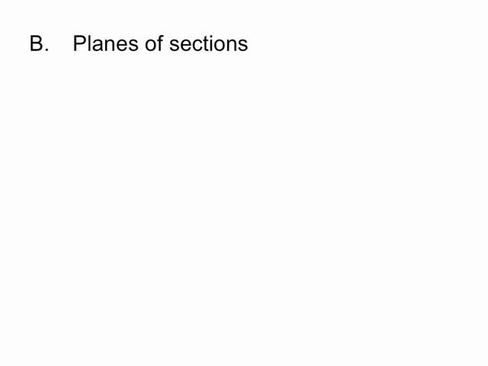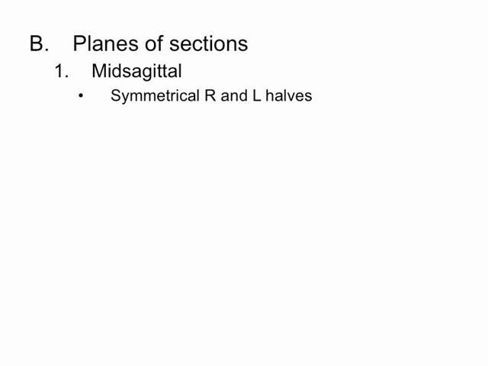Next, we're going to look at the planes of section. So if we were going to take a section of an organ or a body, which sections or planes could we cut on? The first section is a mid-sagittal. A mid-sagittal section will give you a symmetrical right and left half when you are done cutting.